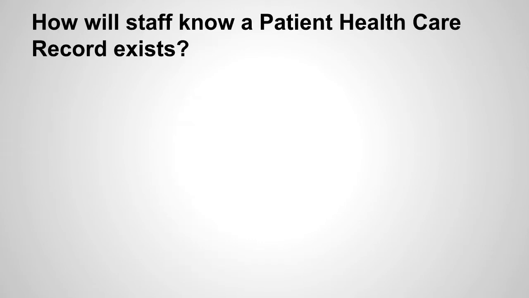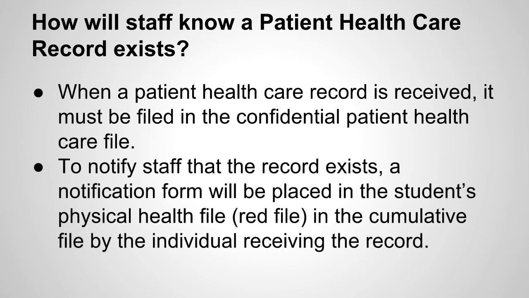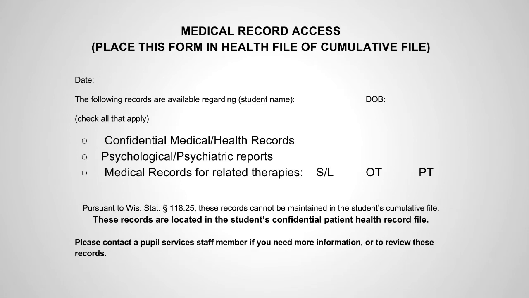How will staff know that other patient healthcare records exist? When a patient healthcare record is received, it must be filed in the confidential patient healthcare file. To notify staff that the record exists, a notification form will be placed in the student's physical health file, the red file, and the cumulative file by the individual receiving the record. You were provided a copy of this form in the links for today's presentation. This is a medical record access form, which will be filled out by the individual who receives the patient healthcare record to be placed in the pupil physical health file, which is the red file in the cumulative file.